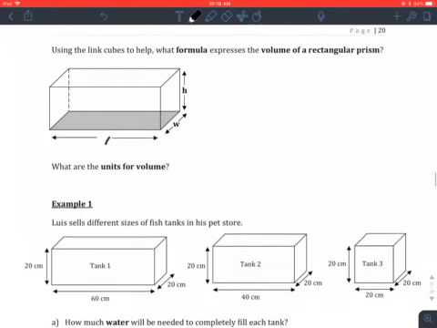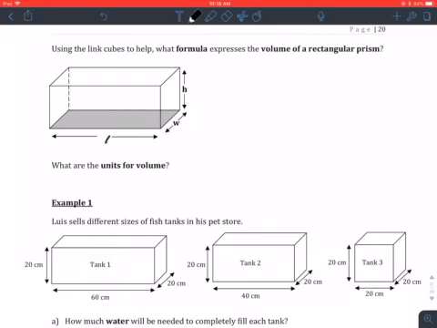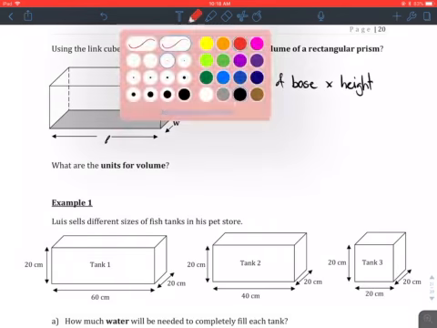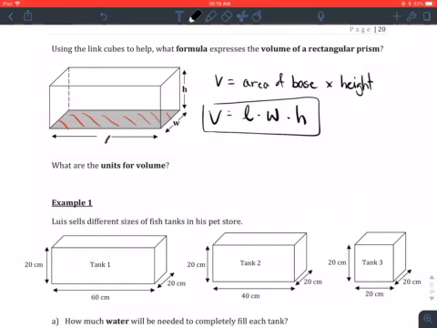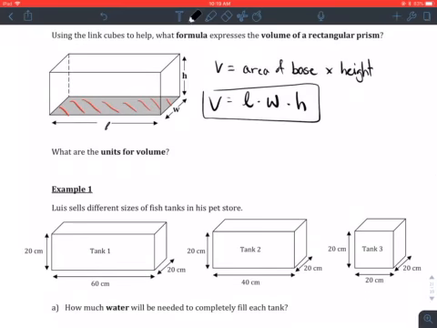Okay, so using those cubes again, what formula expresses the volume of our rectangular prism? So the quick way to deal with volume is to take the area of the base and multiply it by the height. Okay, so we can take the area of the base. Since the base in this case is going to be a rectangle, shaded in down below, we're going to take the length, multiply it with the width, and then multiply it by the height. So the volume of a rectangular prism is going to be length multiplied by width multiplied by height. Now we're going to have to figure out what our units for volume are.